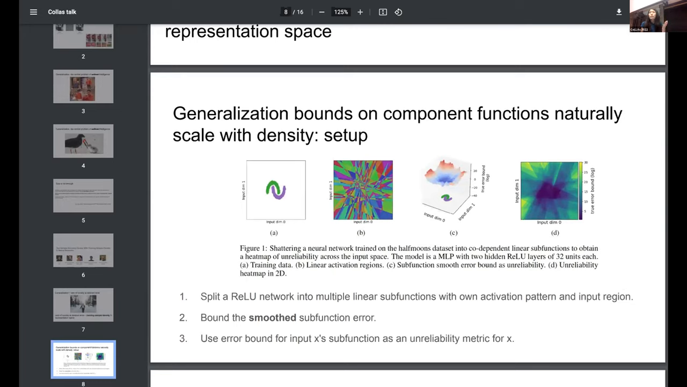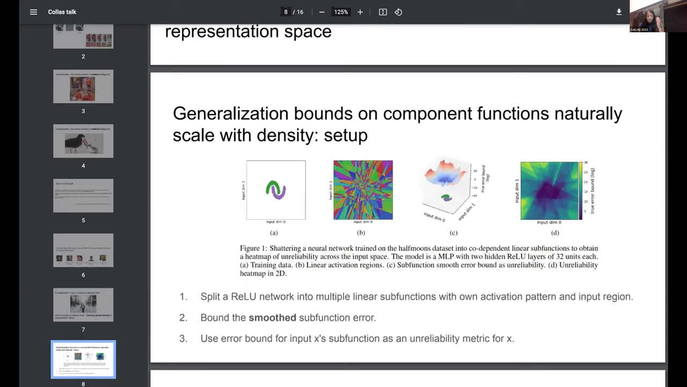And you can rewrite inference with a neural network as first looking up the activation pattern and then looking up the linear function and computing the linear function defined by the network for that particular activation region. And that subfunction, just a linear function, varies in a fine-grained manner with the input. So one could use an error bound on that subfunction as a predictor of the generalization error for a particular sample. That's the basic idea. And this figure is illustrating a toy example.